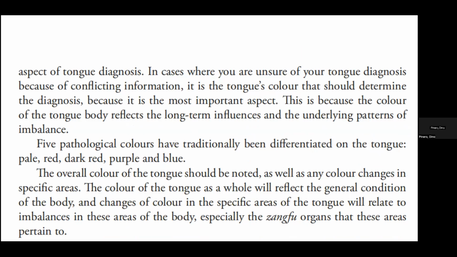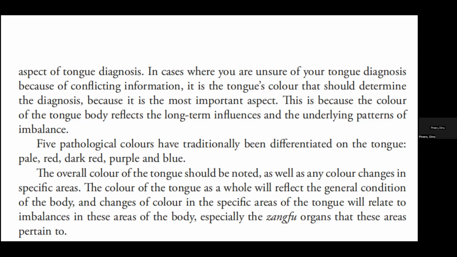In cases where you are unsure of your tongue diagnosis because of conflicting information, so if you are confused, it is the tongue's color that should determine the diagnosis, because it is the most important aspect. So we base it on the tongue color, whatever we really saw there, if the information we gathered is conflicting. This is because the color of the tongue body reflects the long-term influences and the underlying patterns of imbalance. So we rely more on the tongue color.